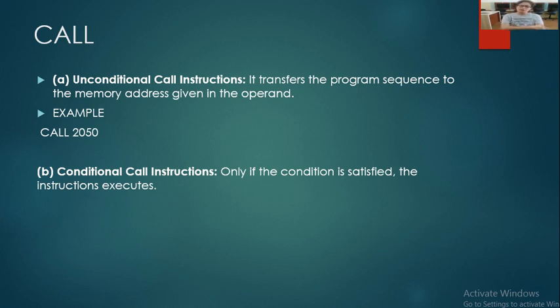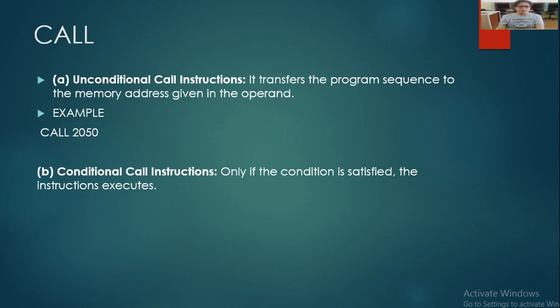2050 is a memory address. It will directly transfer to location 2050. Next is conditional call. Conditional call means there is a condition. It will transfer the call only if the condition is true or satisfied. Otherwise, it will not transfer the call. The instruction executes only if the condition is true.